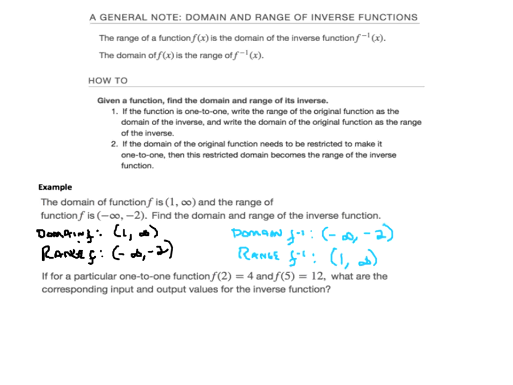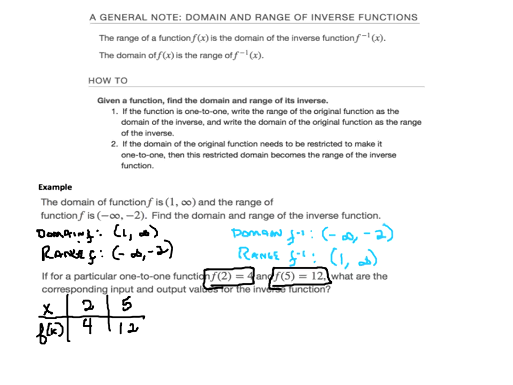Now we can use a table to show this next one. What we're told is, for some particular function f of x, we are given two x values and two corresponding f of x values. I have an x value of 2, and I'm getting that from this information right here. When I have an x value of 2, I have an f of x value of 4. When I have an x value of 5, I have an f of x value of 12.